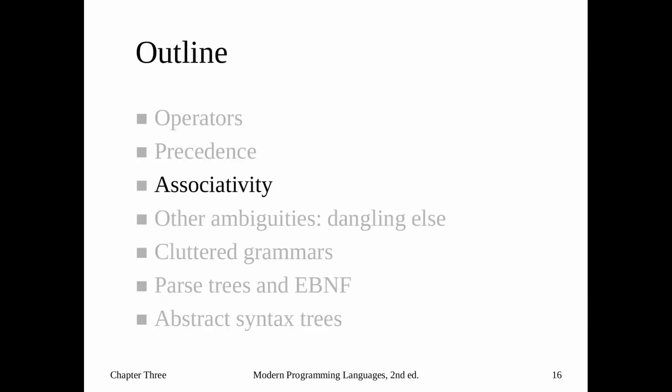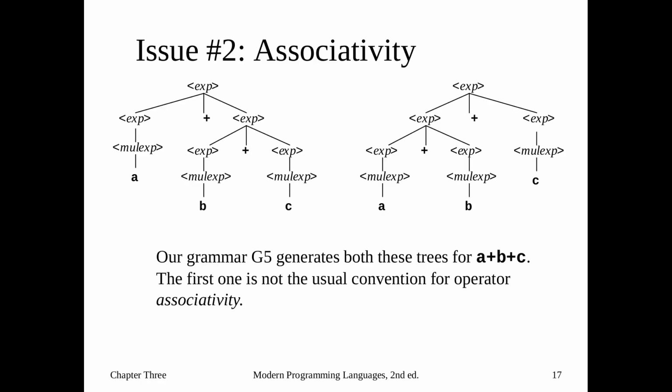So this gets us into associativity. Associativity is the second issue with this grammar. Let's say we have our grammar G5, the one we just modified to fix the precedence ordering, and it can generate either of the two trees for A plus B plus C. This is another issue that we'll talk about, but not the main one we were focusing on right now. If we look at this, the first one is not how we would expect it to occur. We expect to have left associativity. That is, we start from the left and work towards the right.